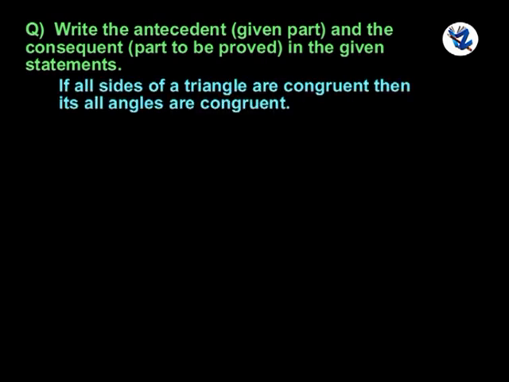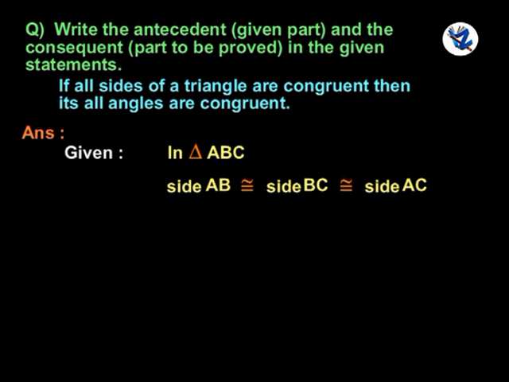Next question. Write the antecedent, that is the given part, and the consequent, that is the part to be proved, in the given statement. The statement is: if all sides of a triangle are congruent, then all its angles are congruent. Given: in triangle ABC, side AB is congruent to side BC is congruent to side AC. To prove: angle A is congruent to angle B is congruent to angle C.